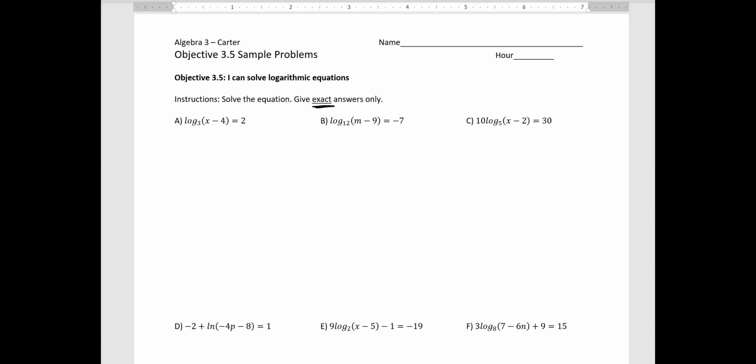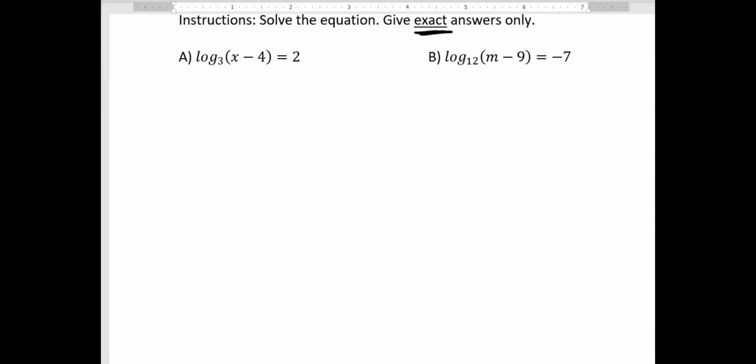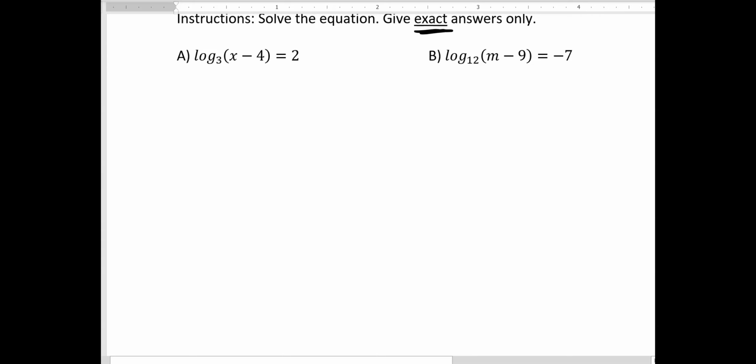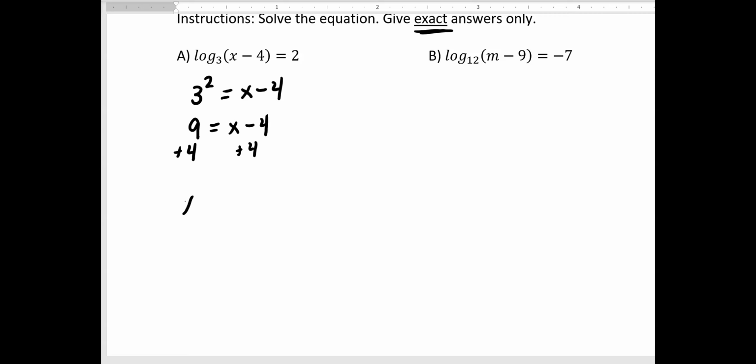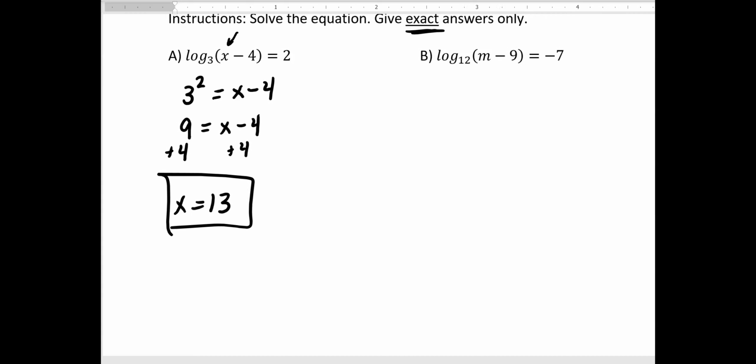Let's get started. Looking at letter A, log base 3 of x minus 4 equals 2. I've already isolated the logarithm, I didn't need to do anything. So that means I convert this to exponential form. I'll say 3 squared equals x minus 4. Well, 3 squared is 9, so 9 equals x minus 4. Add 4 to both sides, and I get 13. And that would be my solution here. x equals 13. Now notice, if I plug in 13, I would get 13 minus 4. That checks out. It's a positive number.